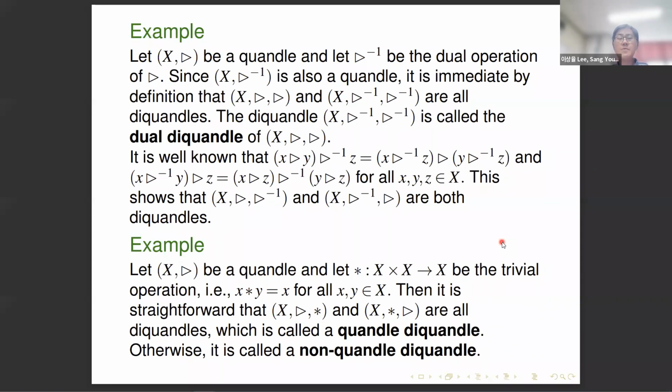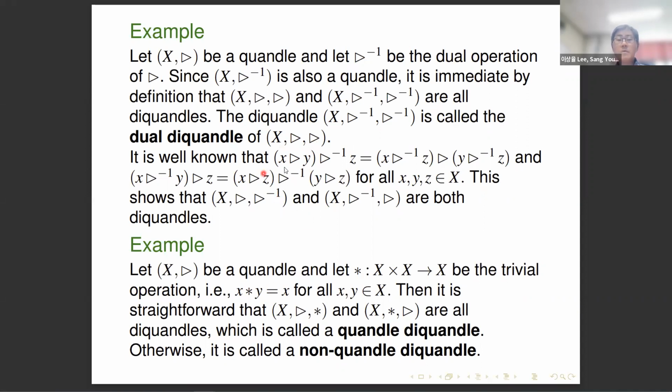There are many examples of diquandle. I'd like to introduce some easy examples. Let (X, δ) be a quandle and δ inverse be the dual operation of δ. Then (X, δ inverse) is also a quandle. It is immutable by definition, and (X, δ, δ) and (X, δ inverse, δ inverse) are all diquandles. In this case, this diquandle is called the dual diquandle of this quandle.